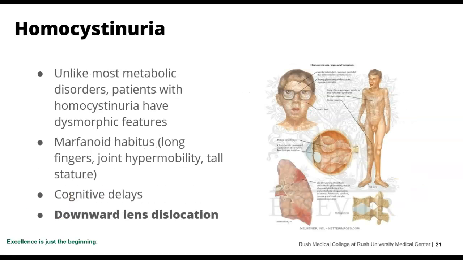Unlike most metabolic disorders, I mean, we did have some macrocephaly with glutaric, but homocystinuria has specific dysmorphic features. They have what we call marfanoid habitus: long fingers, joint hypermobility, tall stature, sometimes a pectus deformity. But unlike Marfans, they can have cognitive delays. And the other major feature is downward dislocation of the lens. In Marfans, it goes up, and in homocystinuria, it goes down.